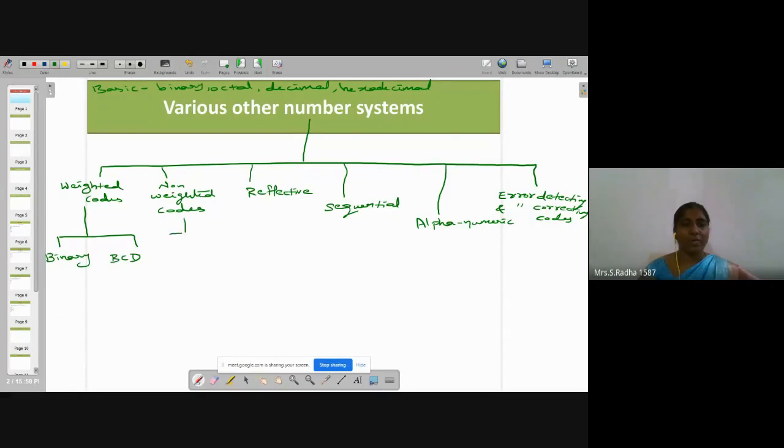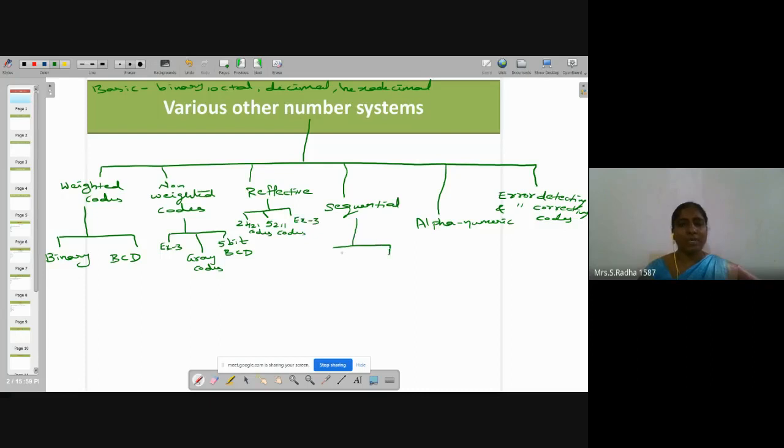Coming to non-weighted codes, we have XS3 code. It doesn't have any position value. Second one is Gray code, which also doesn't have any position value. And the last one, 5-bit BCD codes. Coming to the reflective codes, again we have 2421 codes. I will tell you what this is. And then 5211 codes. XS3 is also one of the types of reflective codes.